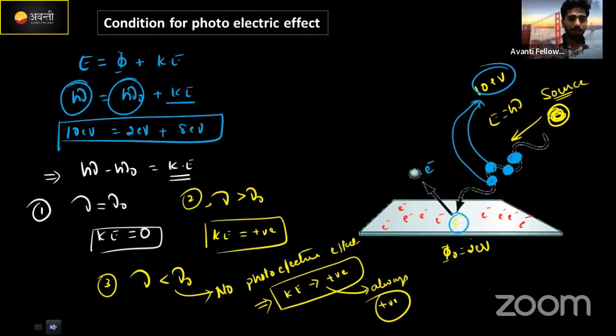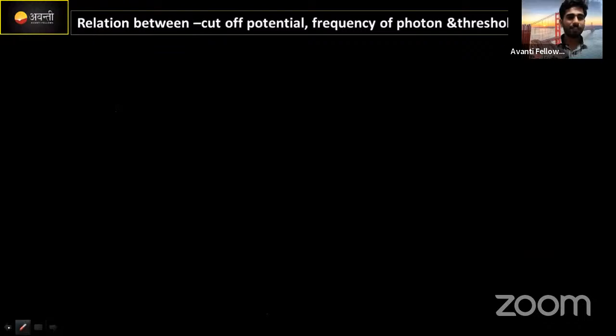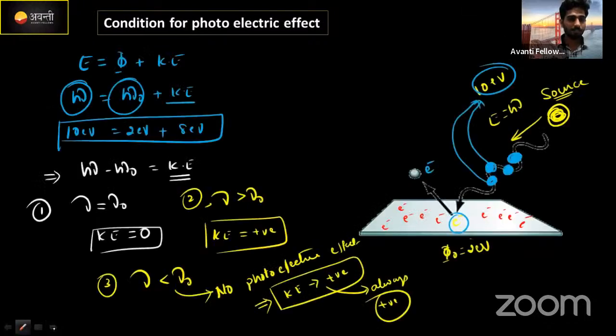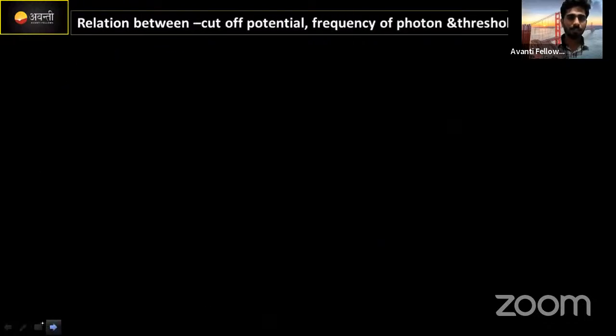Next thing, we need to know a few more equations. Let us start one by one. According to Einstein, he gave an equation: E is equal to work function plus kinetic energy.